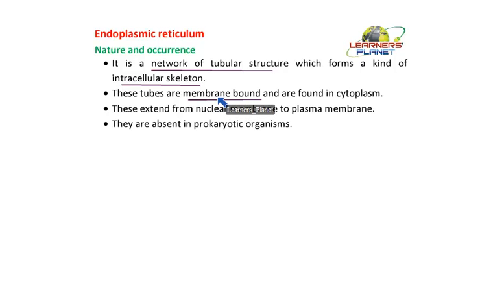Now this membrane bound structure arises or extends from the nuclear membrane and continues up to the plasma membrane. See how strong the network is. The endoplasmic reticulum is entirely connecting each part of the cell, with what? With the nucleus and with the boundary of the cell.